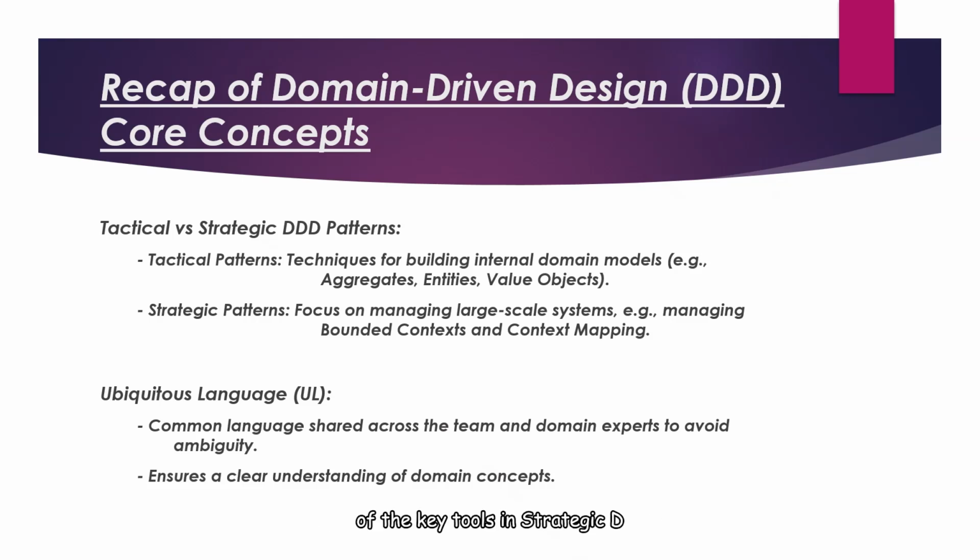One of the key tools in strategic DDD is context mapping, which helps us define the relationships between these different contexts. Additionally, ubiquitous language is vital for clear communication between developers and domain experts. This ensures that everyone is speaking the same language and avoids any ambiguity in terms and concepts. The ubiquitous language serves as the bridge between technical and domain knowledge, making it easier to understand and implement the model.